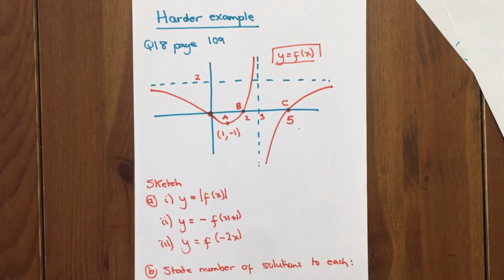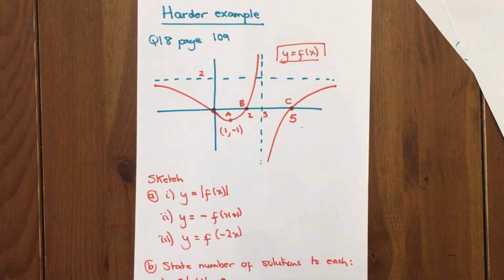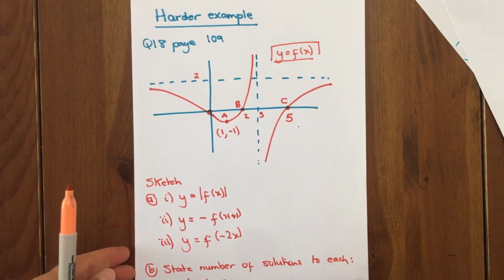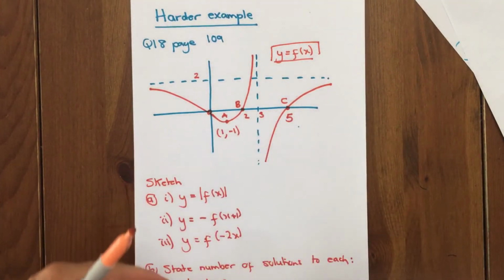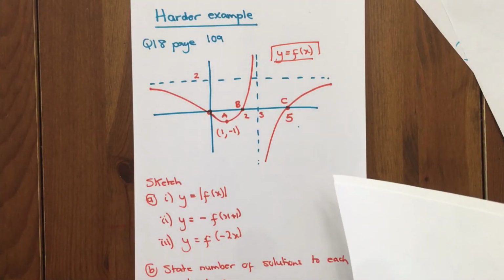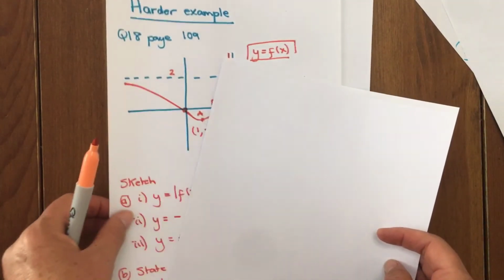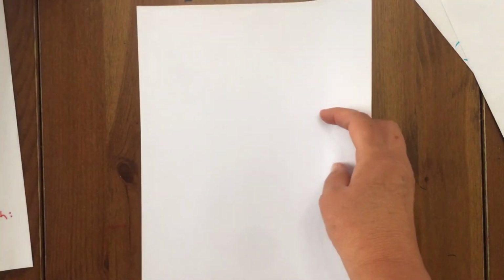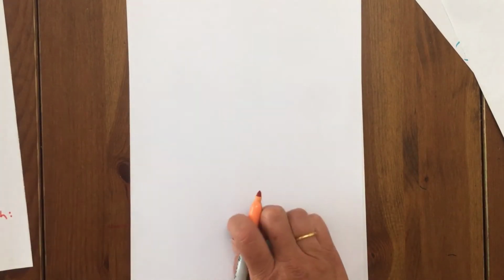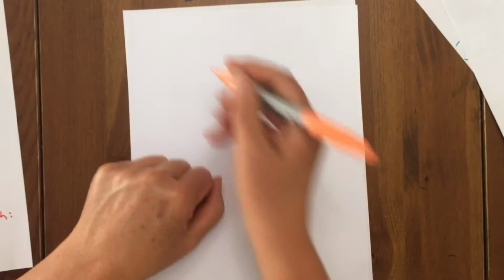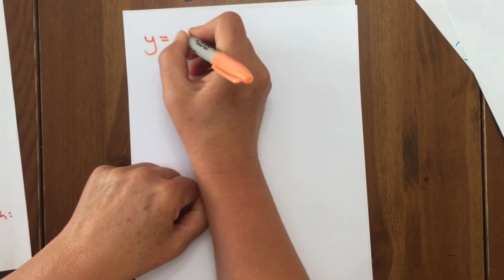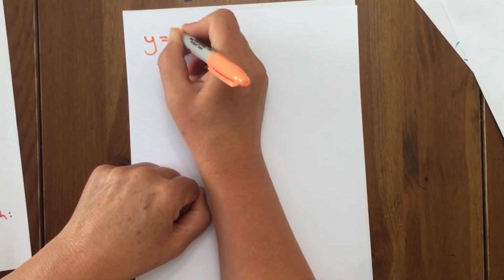Right, have a go yourself. This is a really tough one. We've got moduluses in here as well. We've got asymptotes, we've got transformations. Okay, so hopefully you've had a good go at this yourself. Okay, and we're now going to do each of these questions here in part A. So let's look at the first question. We're going to sketch y equals the modulus of the whole thing.